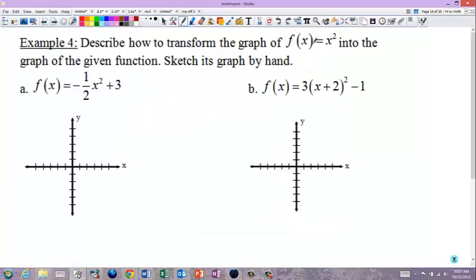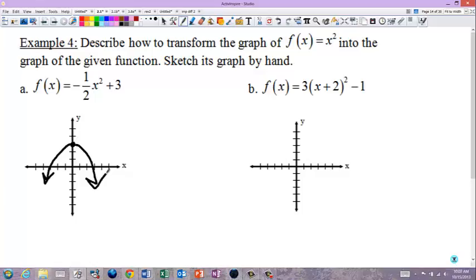This is describe how to transform the graph into the graph of the given function. Sketch the graph by hand. Well, it would move up 3, and it's reflected vertically over the x-axis, and the 1/2 shrinks it vertically, so it's just going to make it wider, and it doesn't have to be perfect.